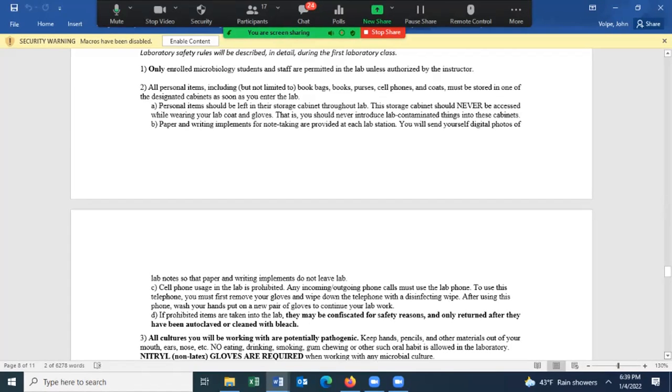The reason is that we don't want you handling microorganisms and then handling your backpack and taking the microorganisms home with you. That actually happened at Clark College over 10 years ago now, where somebody took home a microorganism and then cooked for their significant other, and that significant other became sick with salmonella, which was handled in the microbiology lab.